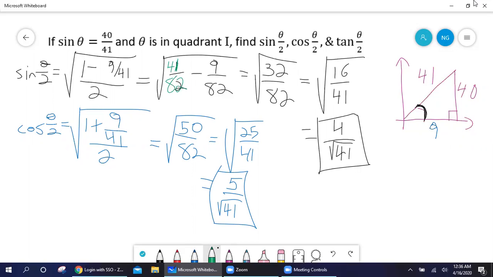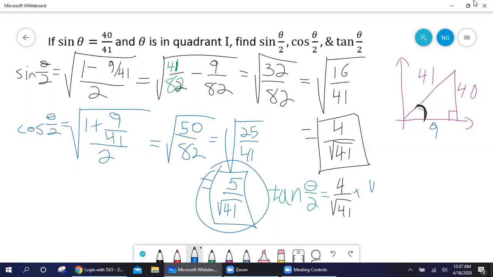And for the tangent, again, you can use the identity, but we can just take the sine over the cosine. So the sine was 4 over root 41. If I'm dividing by the cosine, I'm multiplying by its reciprocal, root 41 over 5. Root 41's cancel. And we're just left with 4/5.